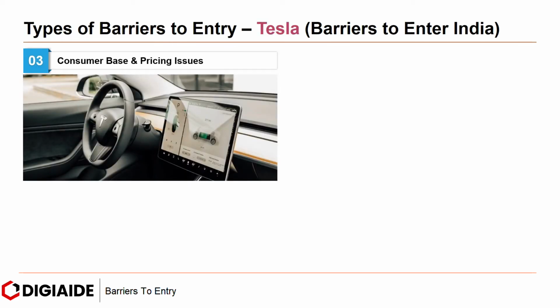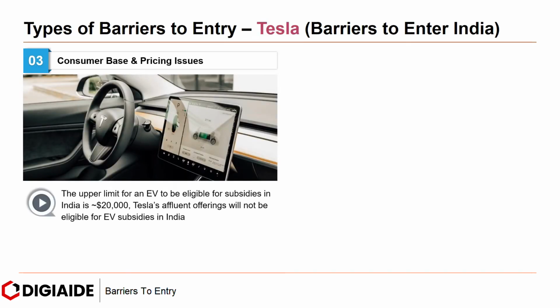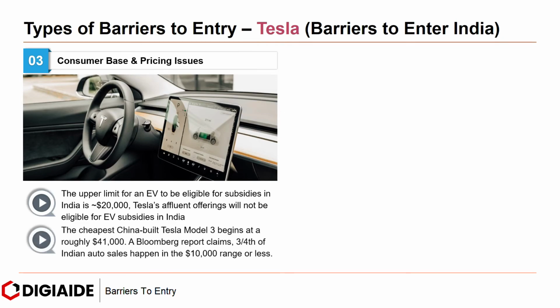Third, India's consumer base and pricing issues. The upper limit for an electric vehicle to be eligible for subsidies in India is around $20,000. Tesla's affluent offerings will not be eligible for EV subsidies in India. The cheapest China-built Tesla Model 3 begins at roughly $41,000. A Bloomberg report claims 3/4 of Indian auto sales happen in the $10,000 range or less.